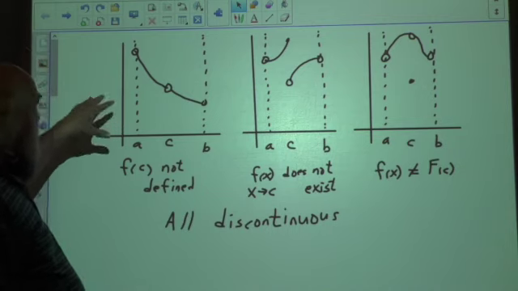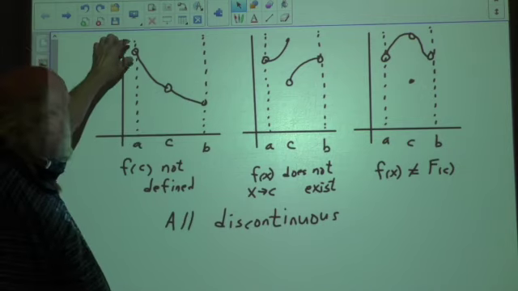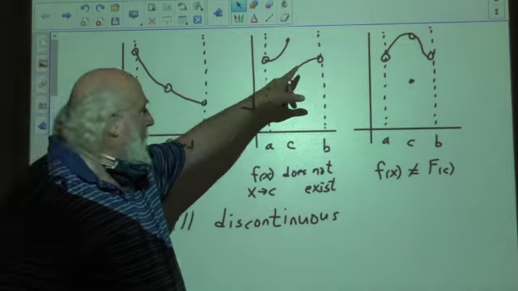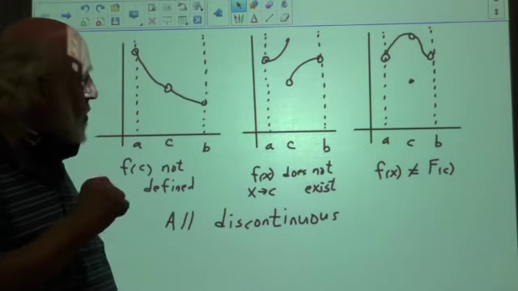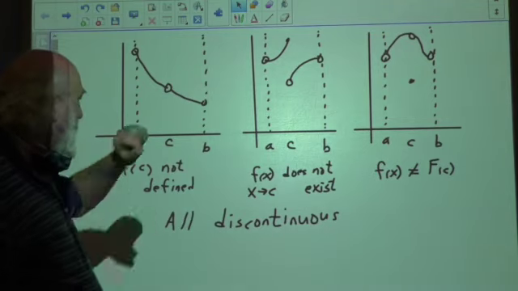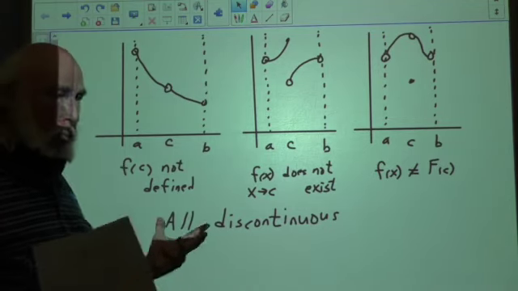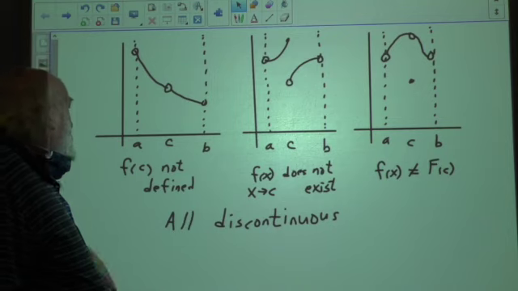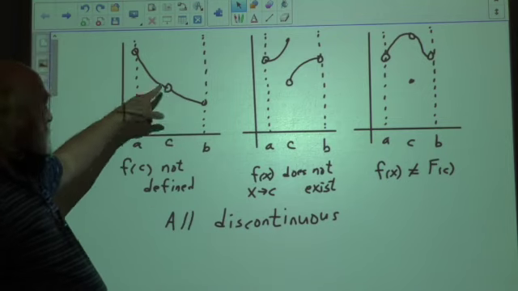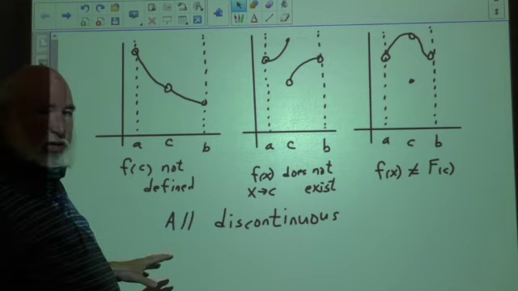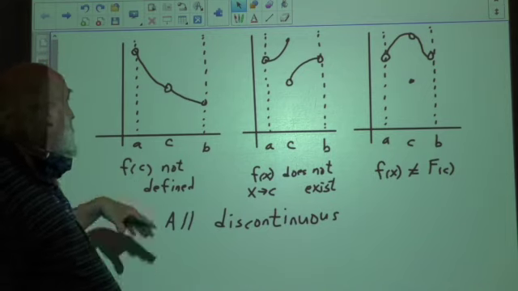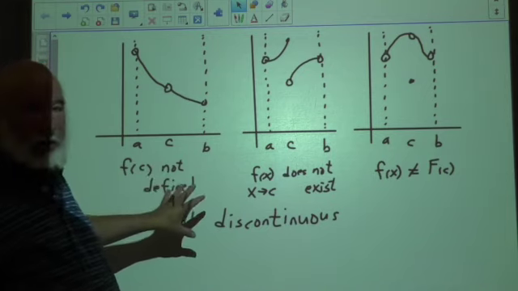Now this is in an open interval because your beginning points and ending points of these curves are not totally defined. They don't include those particular numbers A and B. So this is called an open interval. If in that open interval there is not a distinct C, then this f sub c is not defined, and therefore this is not considered continuous.